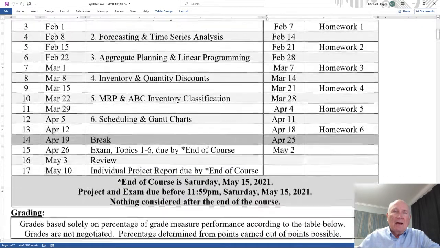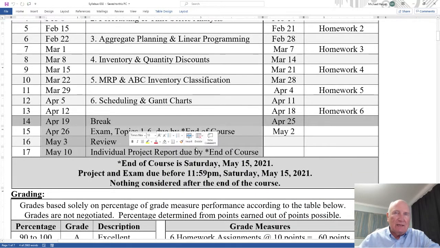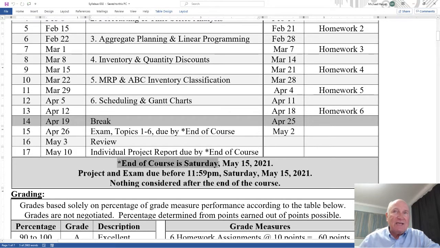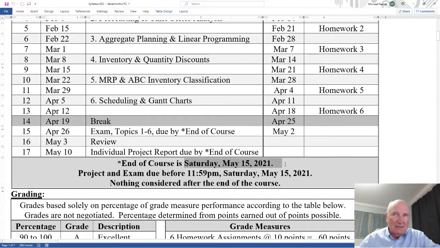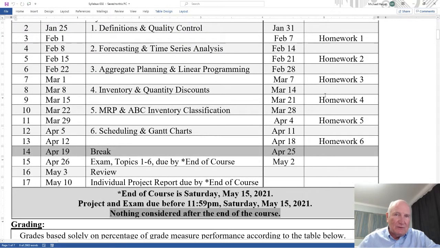Okay. After the break, I have an exam and an individual project report. Notice both of these are due by the end of the course. Now, the end of the course is Saturday, May 15th. So you have 3 weeks to do the exam and a project. So be very, very careful with submitting them by Saturday at 11:59 p.m. Nothing is considered after the end of the course. And if you don't submit it, you get a 0. Anything not submitted is a 0.